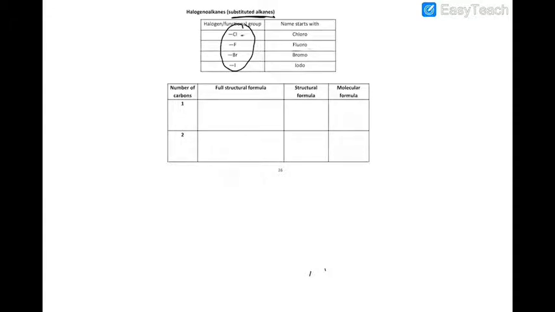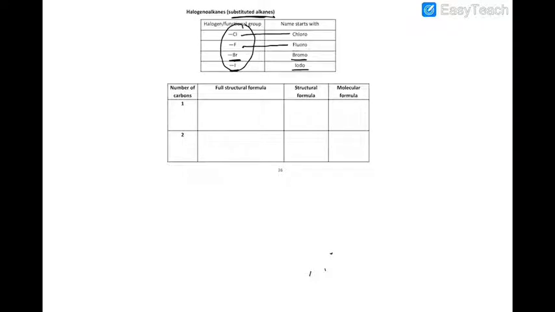So if there is Cl, it's called chloro, so chloromethane, for example, chloroethane. If it contains fluoro, it will be fluoromethane, fluoroethane, fluoropropane. If it contains Br, it will be bromo. If it contains I, it will be iodo. So for example, iodomethane.